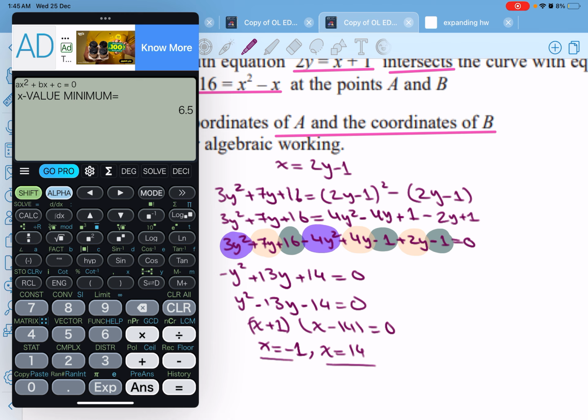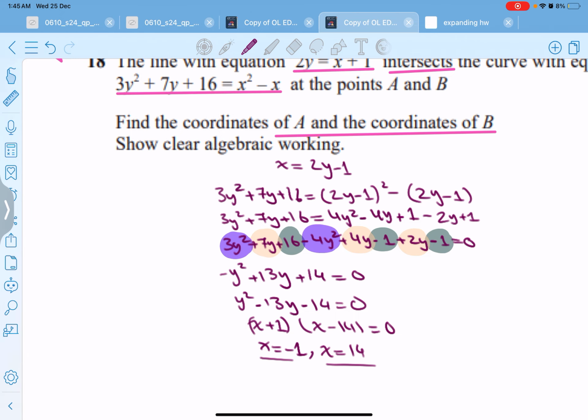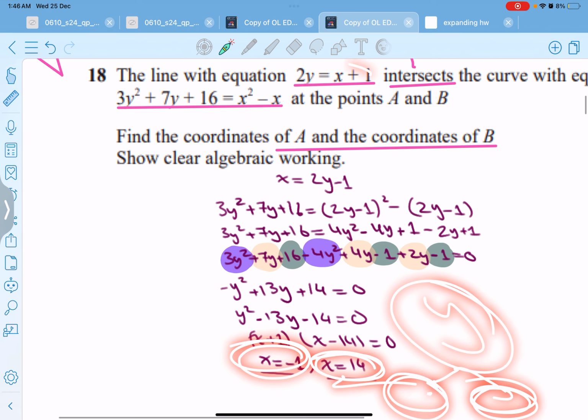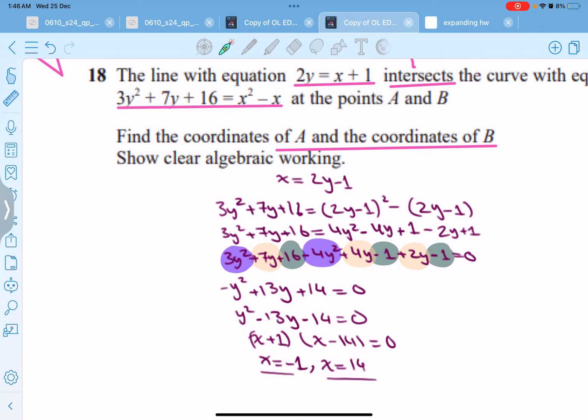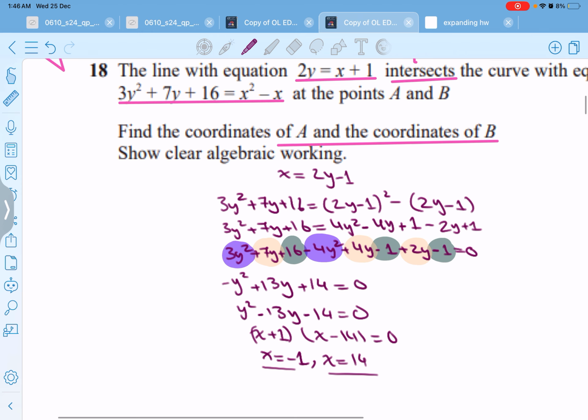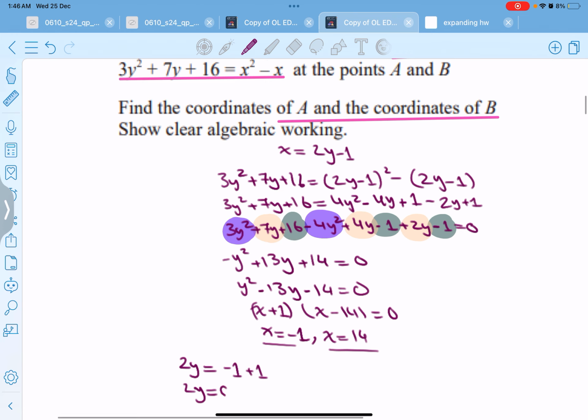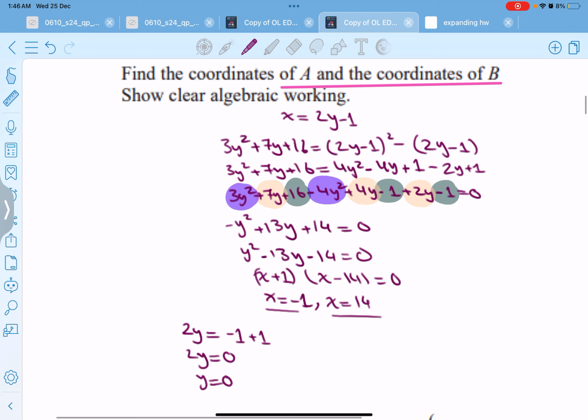You need to find 2y, or y. However, y has two values, not only one. So use the first value of x to find the first value of y, and use the second value of x to find the second value of y. Use this formula, as it's better: no powers, it's always to the power of 1, nothing to cancel, as simple as possible. So I have 2y is equal to negative 1 plus 1. 2y equals 0, so y equals 0.